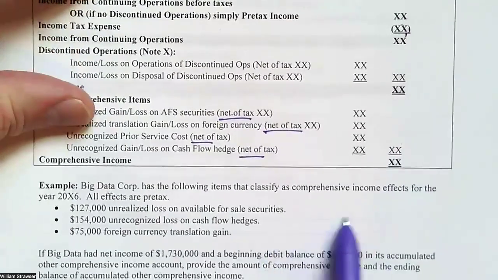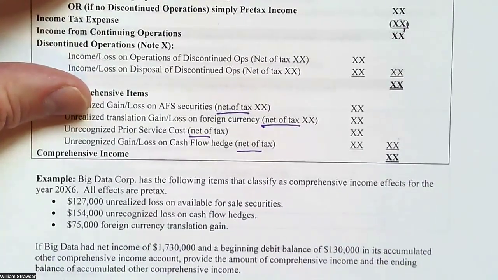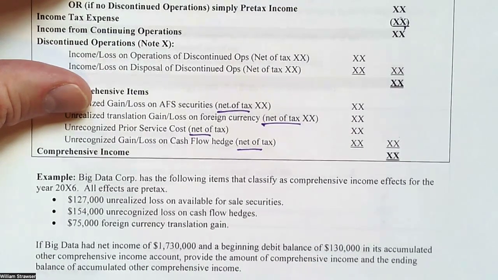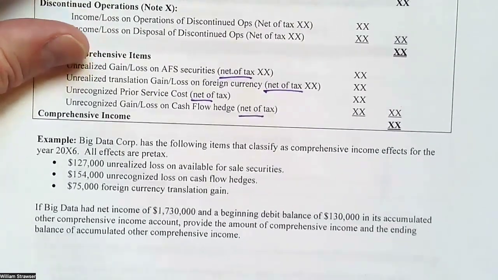Okay, so let's look at this problem. Big Data has the following items that classify as comprehensive income effects for the year 20x6. And all these effects are pre-tax.